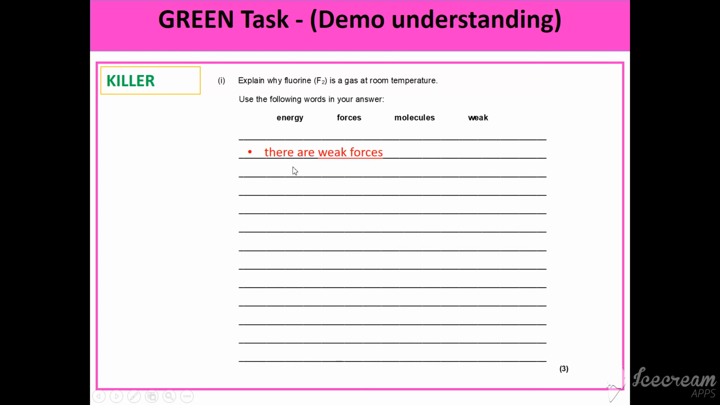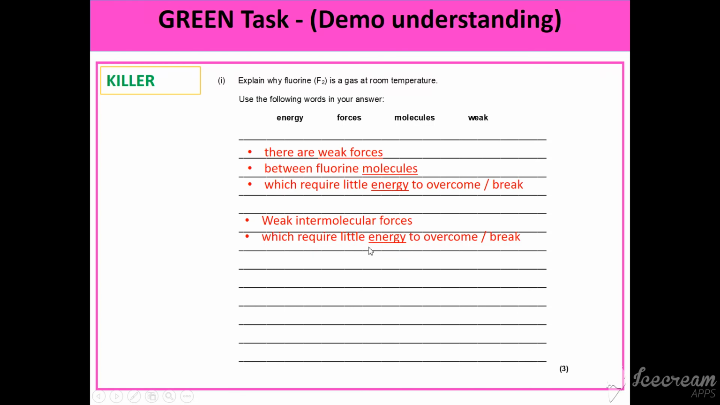The way you'd answer this is you'd say, there are weak forces between the fluorine molecules which require little energy to overcome or break, so to break those bonds. They're your 3 marks here. Now, if you were following the way I've been teaching you this lesson and the way that I'd be answering this, I would be saying weak intermolecular forces, and that is basically combining points 1 and 2 here. It's saying weak forces between molecules, so weak between molecule forces, weak intermolecular forces is 2 marks for that one, and saying which require little energy to overcome or break. You still need that for the 3rd mark.